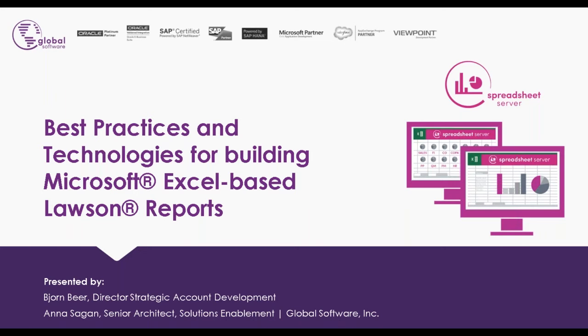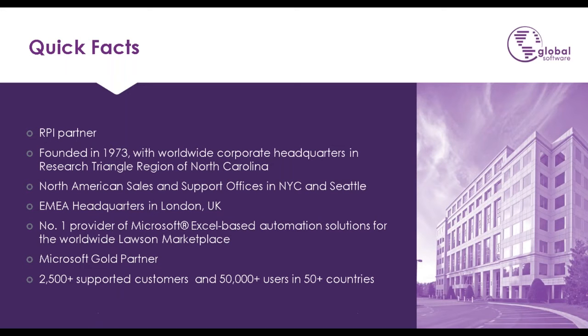Folks, I have a very short PowerPoint prepared. We'll dive right into the product, but I just want you to know a little bit about Global Software before we dive in here. We've been an RPI partner for quite some time now, almost a decade, I believe, and we're based out of the Research Triangle Park area of North Carolina. We've been in business since the 70s, and about 20 years ago, some of our clients came to us and said, we want live data in Excel. So we developed Spreadsheet Server, which gives you live data from any data source in Excel. And the Infor and Lawson space is one of our best markets. We have a lot of clients in multiple industry verticals, and we'll get into that as well.